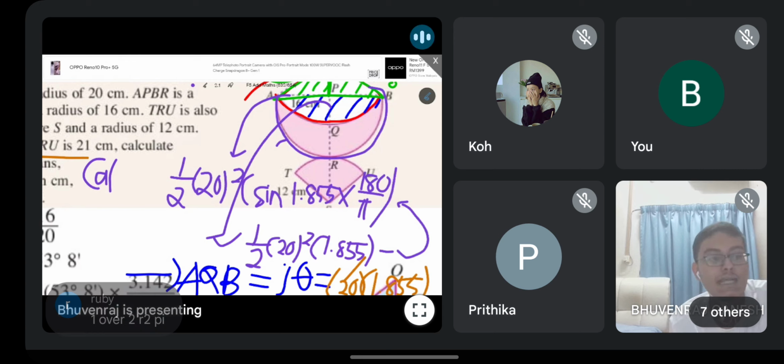Yes, okay, 1 over 2 pi r square. Okay, remember guys, semicircle is 1 over 2 pi r square. Okay, if you find it hard to memorize, I can make you all understand why the formula is like that.